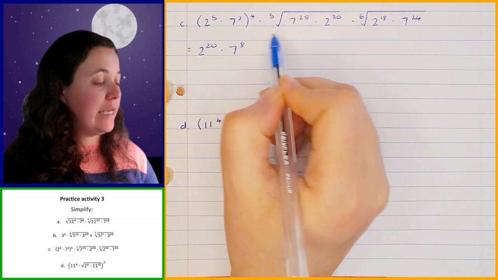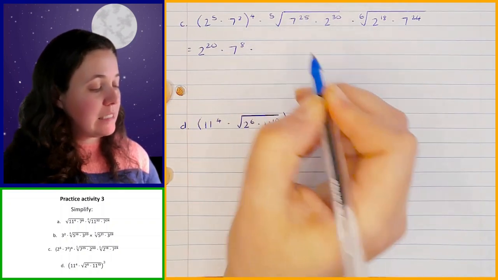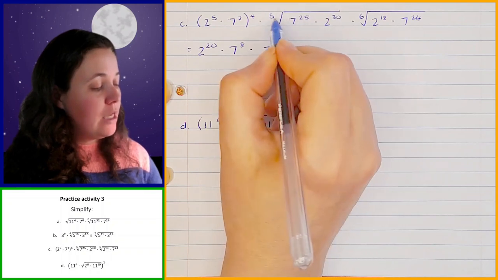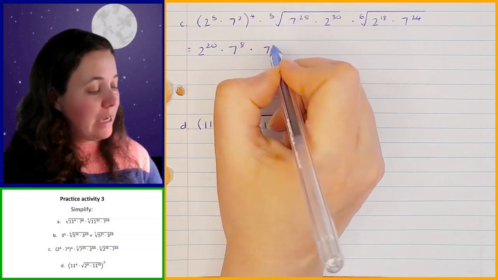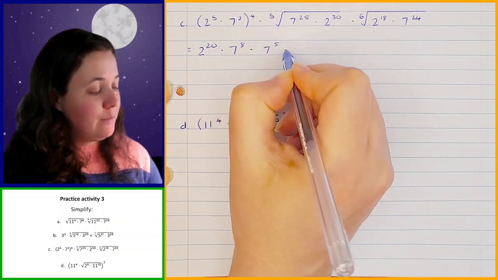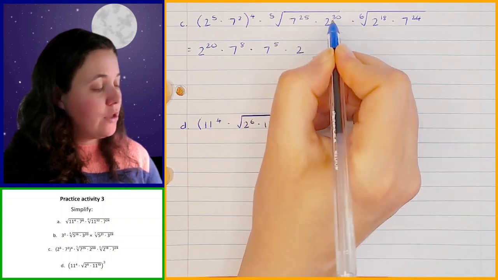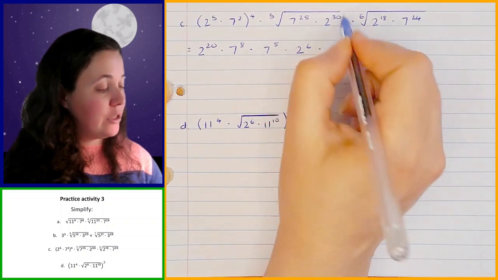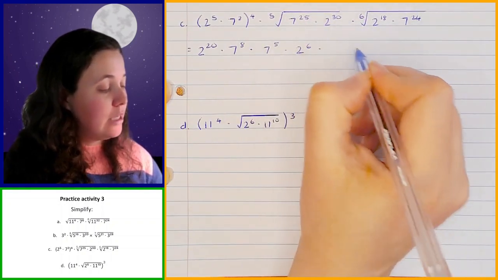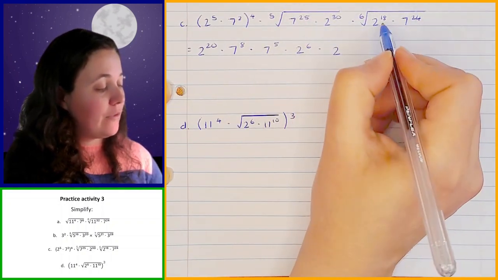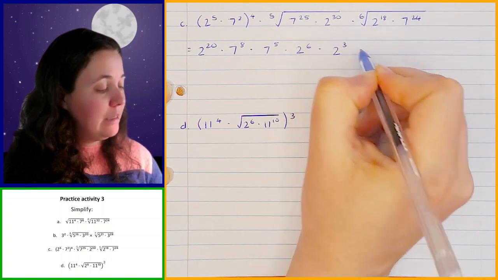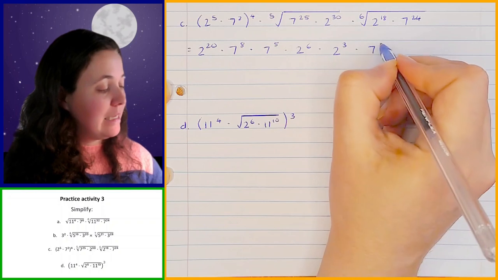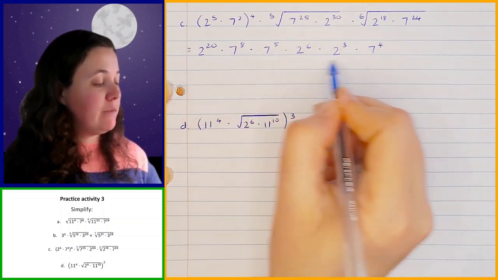Now I'm going to go on to the next radical, and I'm going to say times, and I have 7 to the power of 25 divided by 5 is 5. Times 2 to the power of 30 divided by 5 is 6. Times, then I've finished this radical and I'm going to the last radical. So now I have 2 to the power of 18 divided by 6 is 3. Times 7 to the power of 24 divided by 6 is 4. Okay, so now I've simplified all of those.